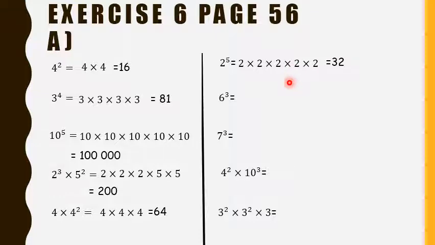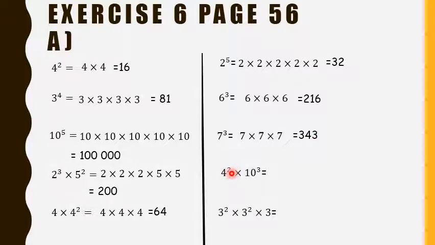Now 6 to the power 3, or 6 cubed, it's 6 times 6 times 6. It's 36 times 6, which is 216. The same idea is applied here. 7 cubed, it's 7 times 7 times 7. 7 times 7 is 49, and 49 times 7 is 343.